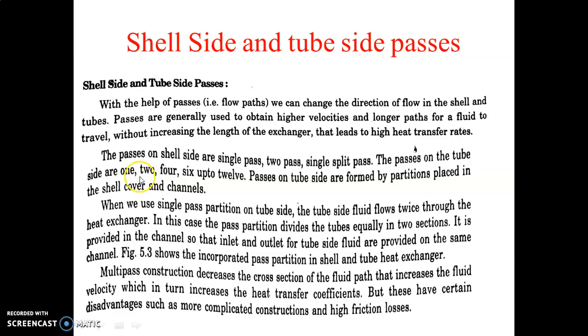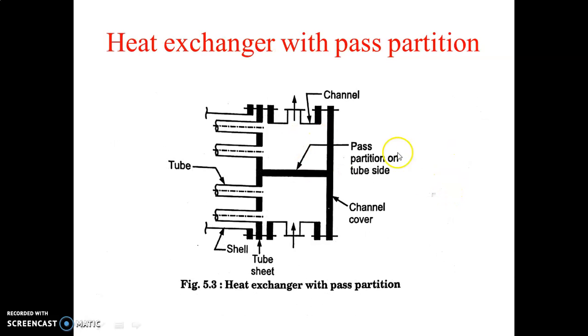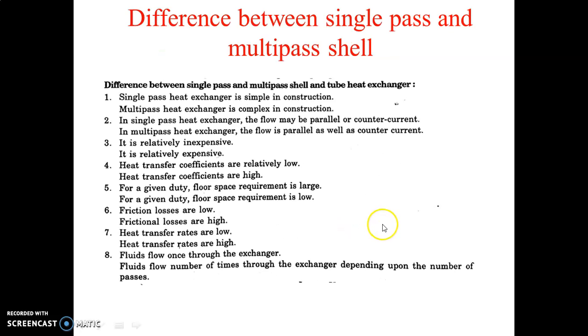In that lecture I also discussed that there are two types of passes, shell side passes and tube side passes. When the passes are used on the tube side, it is called tube side passes. When used on the shell side, it is called shell side passes. Now when no passes are used in a heat exchanger, that is called a single pass shell and tube heat exchanger, and when passes are used, that is called a multi-pass shell and tube heat exchanger. So first we discuss the difference between these two.